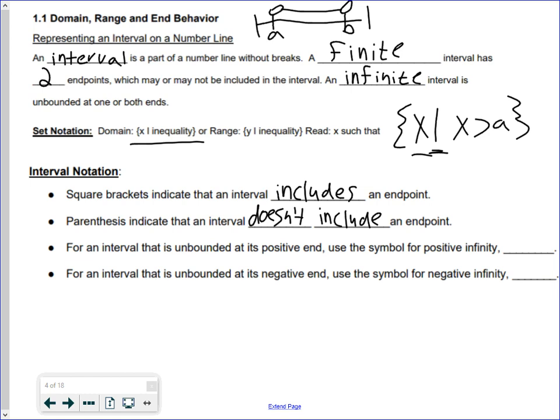So for an interval that's unbounded at its positive end, or in other words, it's going to the right, going towards positive infinity, we're using that symbol, which will be plus infinity, positive infinity. And now for an interval that's unbounded at its negative end, or towards the left, that means we're going towards negative infinity. It doesn't stop going towards the left, and we write that as minus infinity or negative infinity.